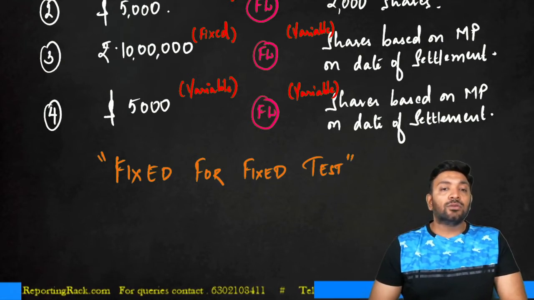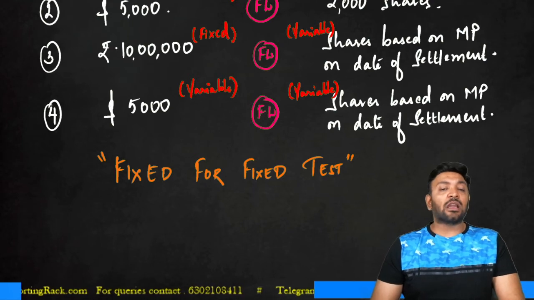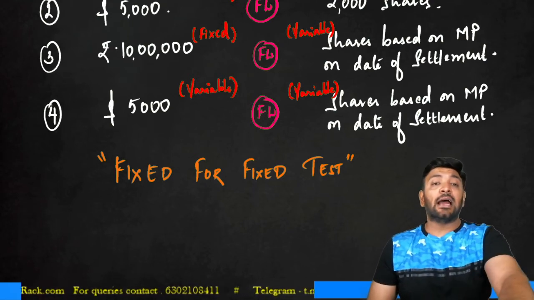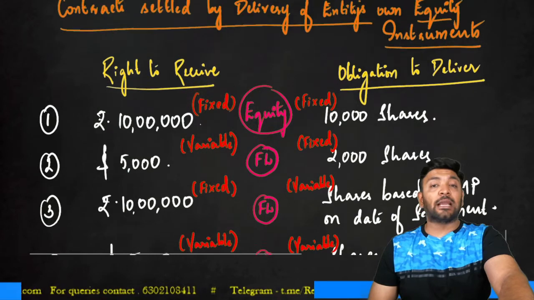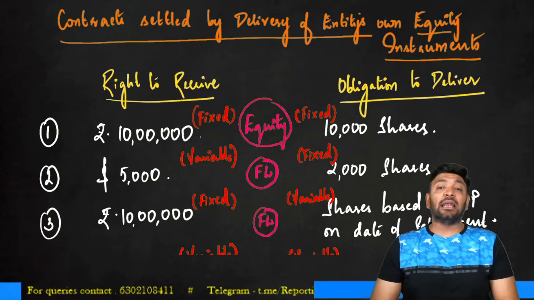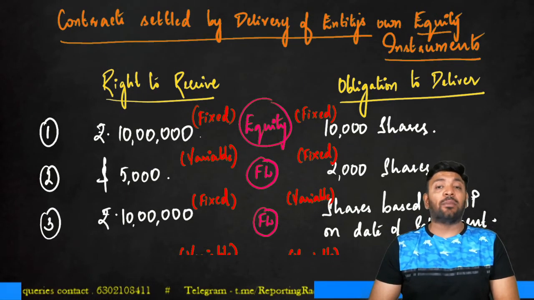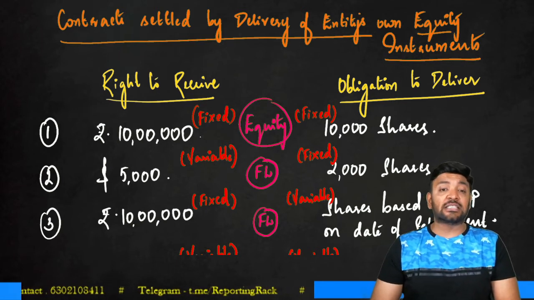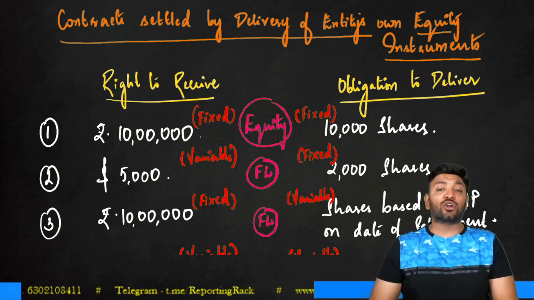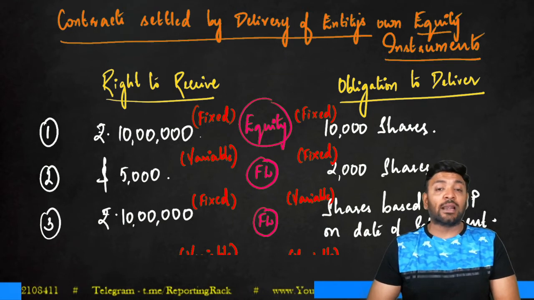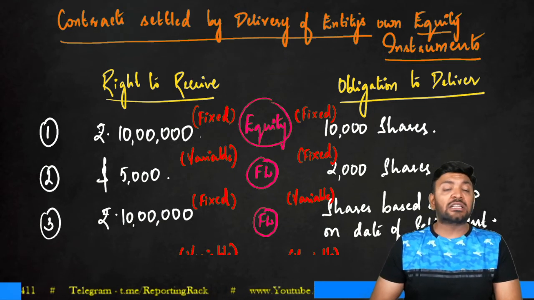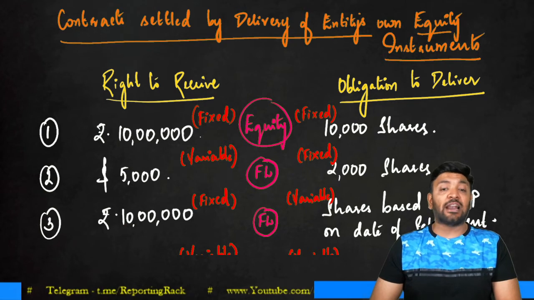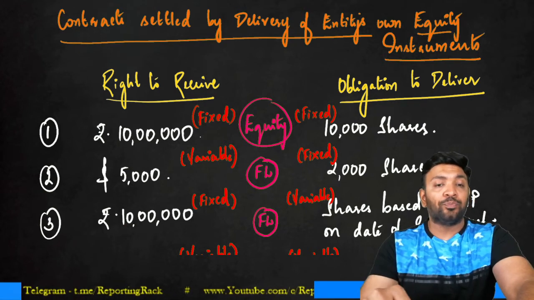Clear? So this is fundamentally what I'm talking about, a fixed for fixed test. And this fixed for fixed test is applicable whenever the contracts are intended to be settled by delivery of entity's own equity instrument. And if your fixed for fixed test is satisfied, then such instrument should be classified as an equity instrument. If your fixed for fixed test is not satisfied, then it should be classified as a financial liability.